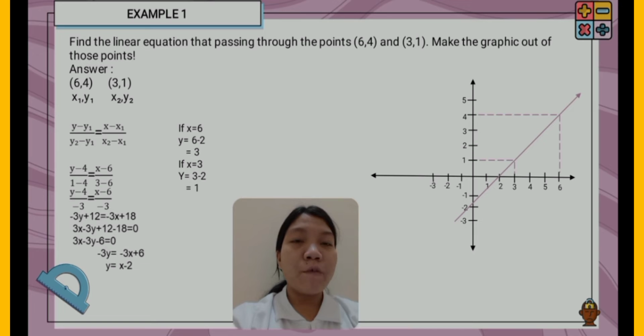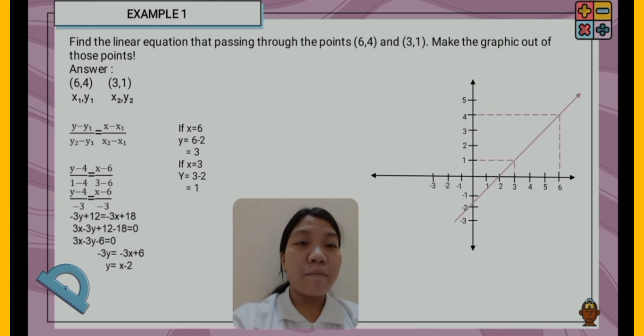And then we move the x term and the 6 to the right side, and then we divide both sides by minus 3. So we get y equals x minus 2. That is the linear equation.